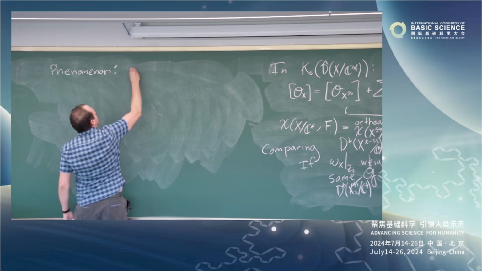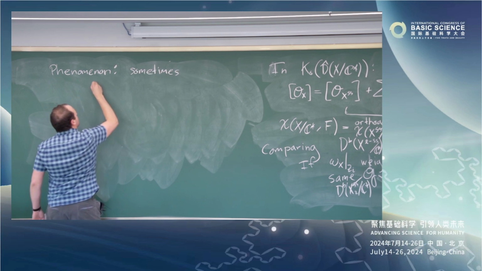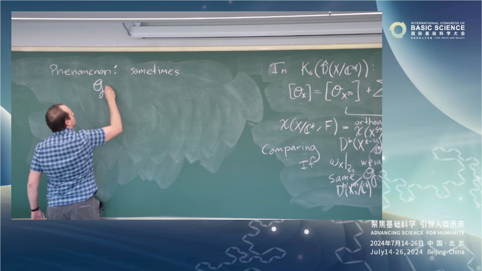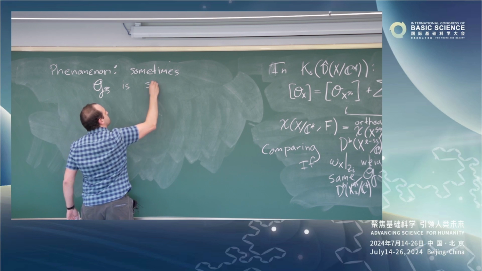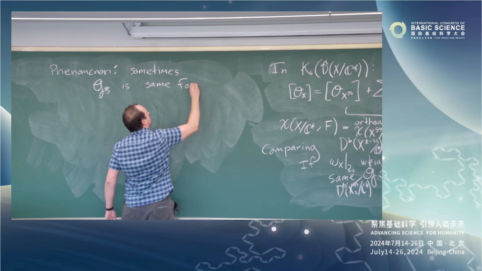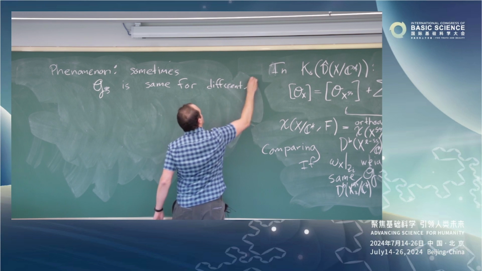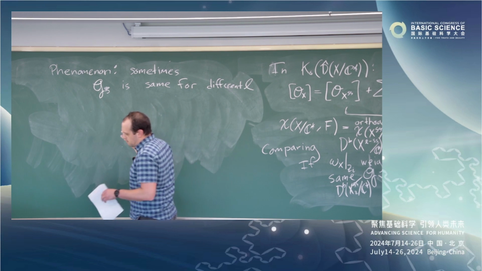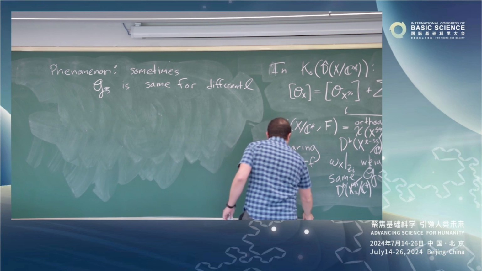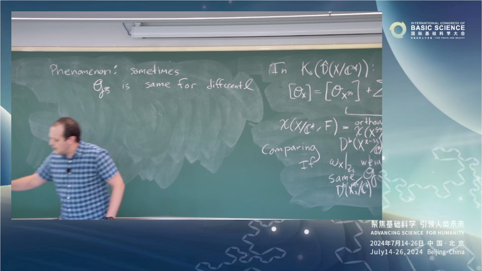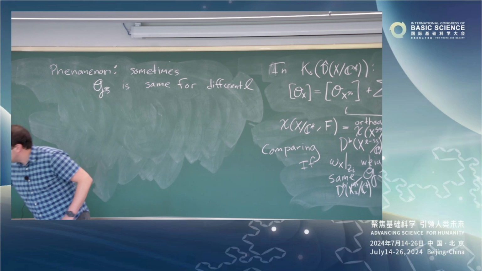Is that sometimes this G category is the same for different GIT quotients. So now I'm leaving the original paper that I wrote about this, and over the years I've extended the scope where we've observed this phenomenon.